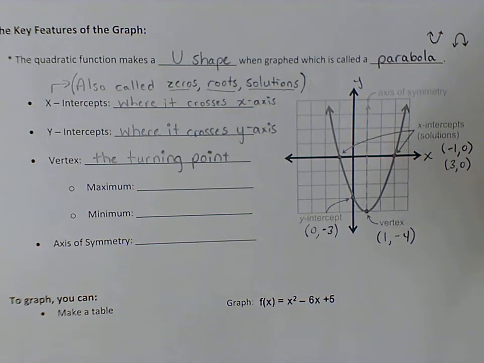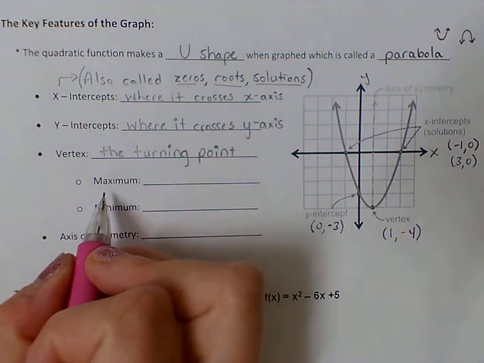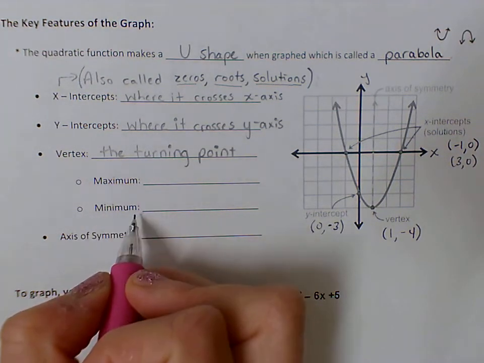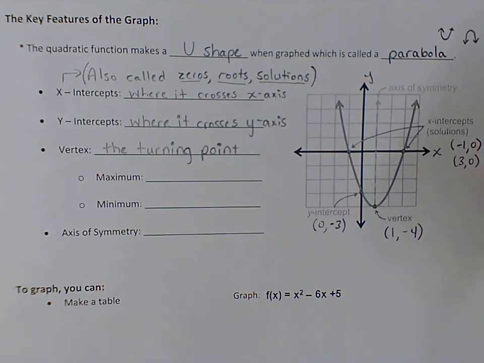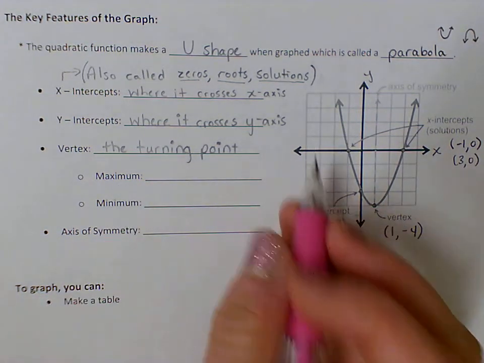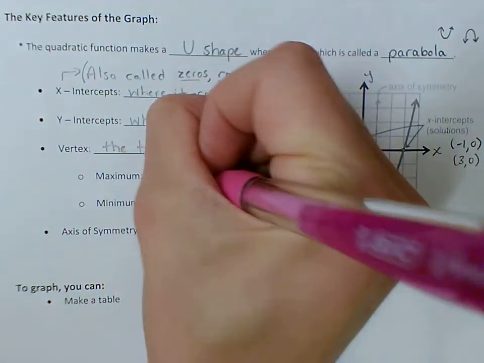Now, getting a little bit more specific, they're going to have you classify that point. They're going to either have you classify it as a maximum point or a minimum point. So remember, maximum is like the highest that something goes. That's what maximum means. And so to have a maximum in a parabola or your U shape, you're going to have a top point to it.